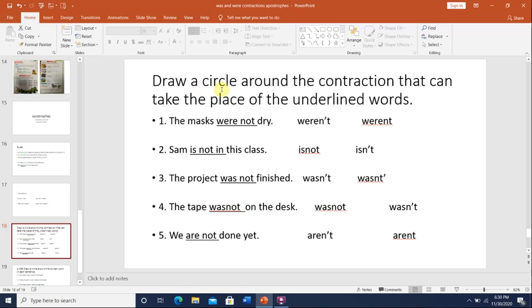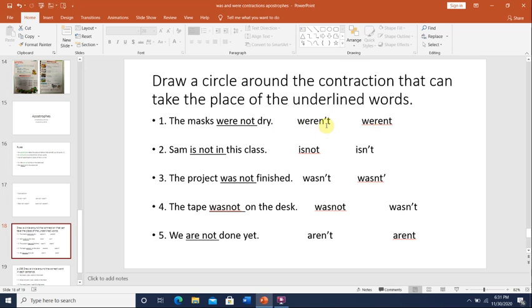It says draw a circle around the contraction that can take the place of the underlined words. I told you the contraction is almost the same, but there's a missing letter, and we replace it with an apostrophe. So number one, the masks were not dry. The underlined words are were not. What is the contraction of were not? Remember, the missing letter is replaced by an apostrophe.